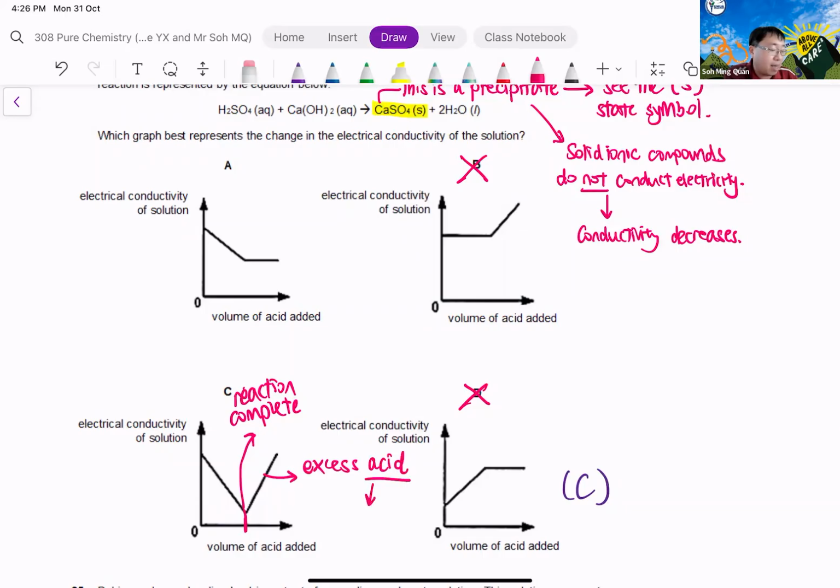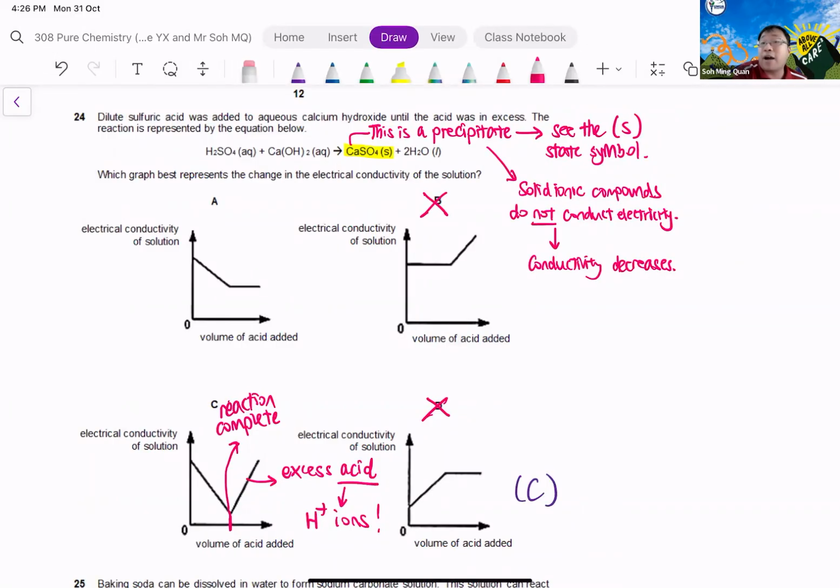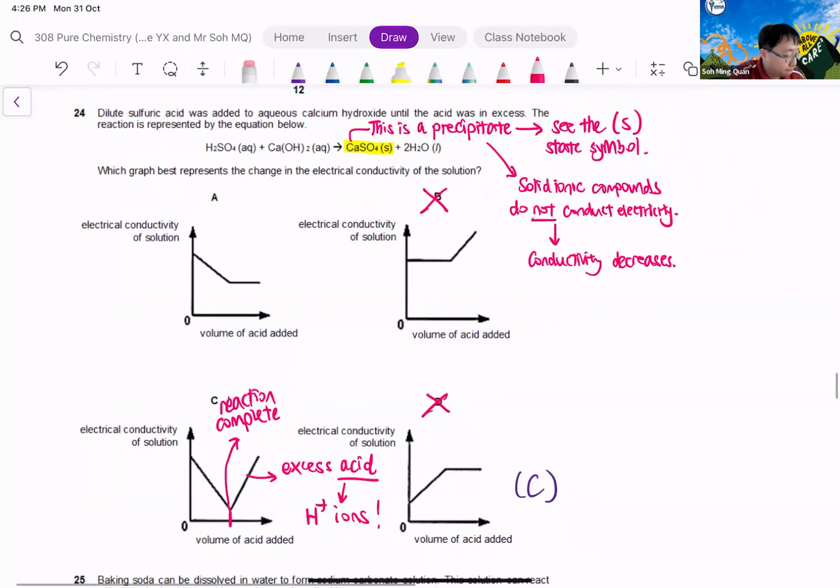Now, what have you learned about acid? Acid has H+ ions. So if the acid is in excess, you got more and more ions dissolved in water. So the conductivity goes back up again because you have excess acid added. Acid equals H+ ions, which can move freely in solution to conduct electricity. So the electrical conductivity will go back up as you add excess acid. Okay? So this one you can find it in the theory workbook. You can also find it in my MCQ revision set. This gives you a flavor that, oh, this concept is commonly tested. Okay? Next.